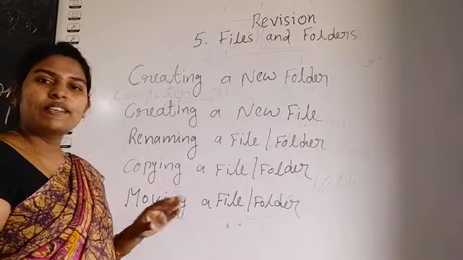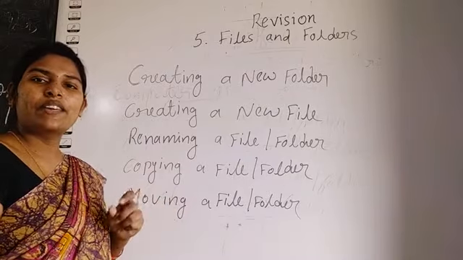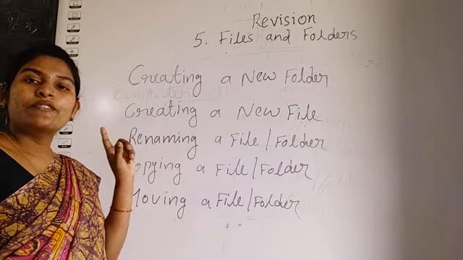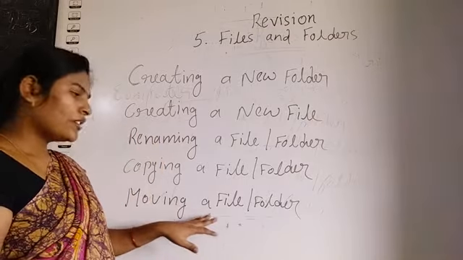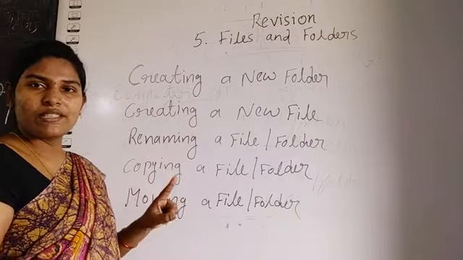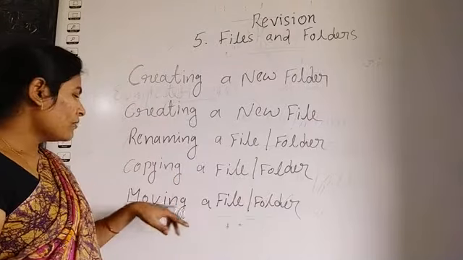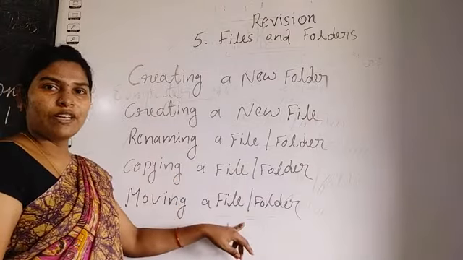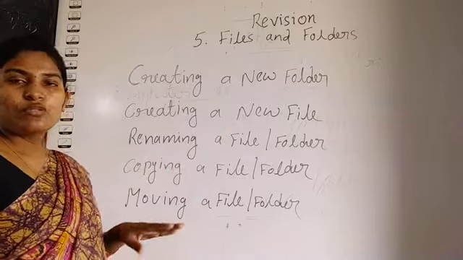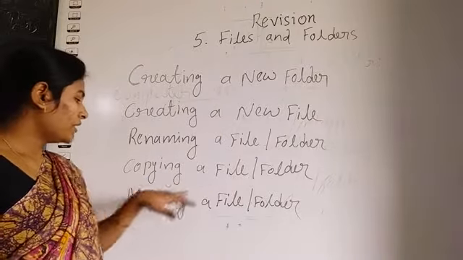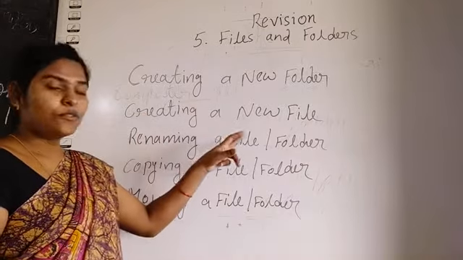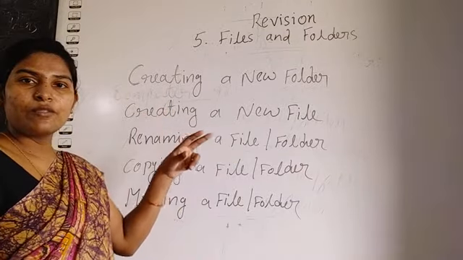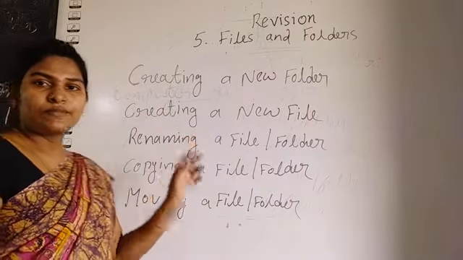Here we can see it only where we have pasted. Where we have cut from, we can't see it there because it is cut. So we can see it in only one place. That is moving a file or folder. These steps we can use for copying, moving and renaming a file, and creating a new file or creating a new folder also. Understood?